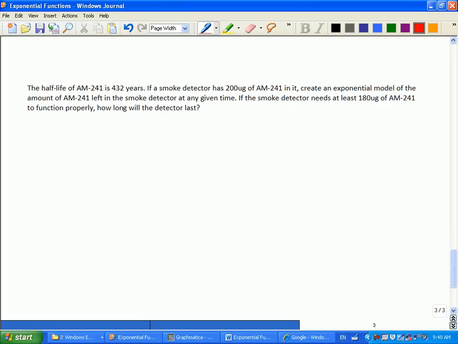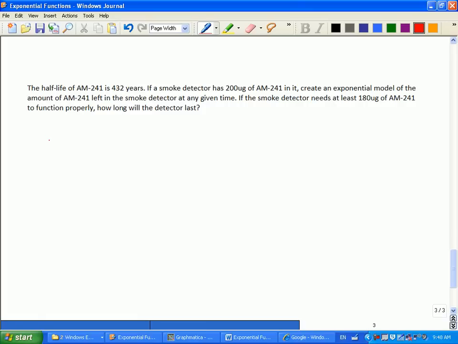Okay, so here's another scenario where you might encounter an application for exponential decay. The half-life of, I think this is americium or something. I'm not the chemistry buff, so it's 432 years. If a smoke detector has 200 micrograms of it, let's create a model to show how much is left at any given time. Okay, so we'll stop there before we look at the rest of this problem.